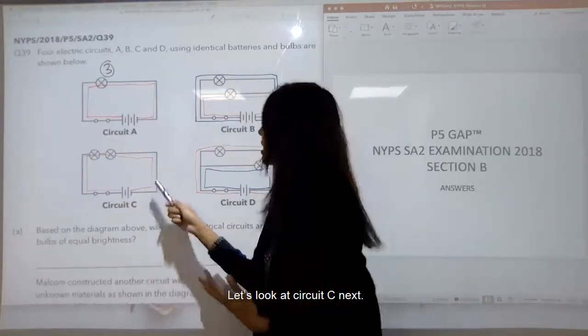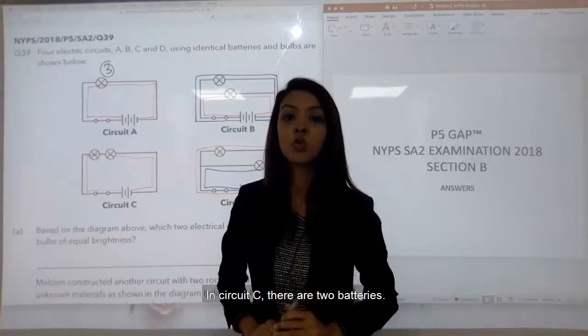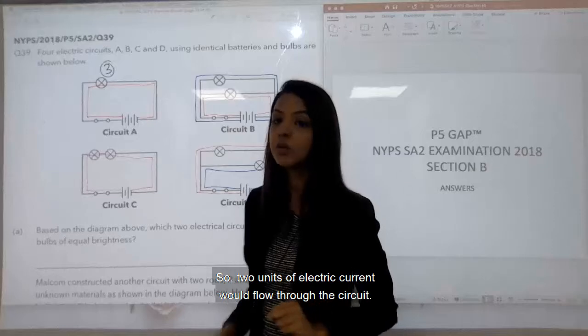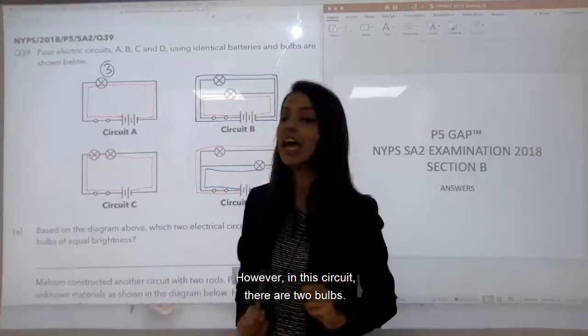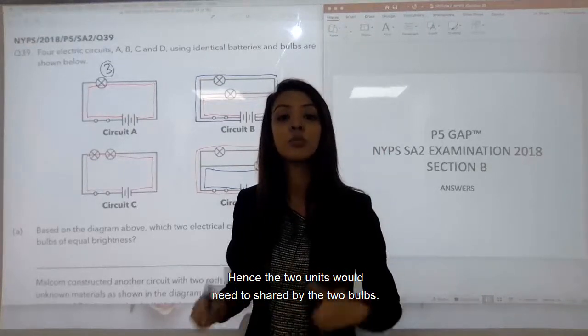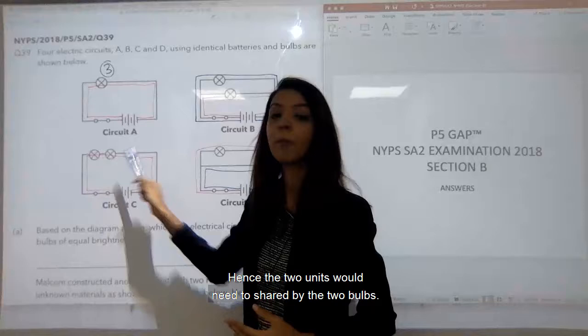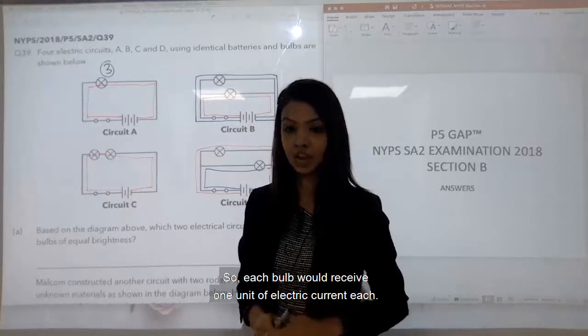Let's look at circuit C next. In circuit C, there are 2 batteries, so 2 units of electric current would flow through the circuit. However, in this circuit, there are 2 bulbs. Hence, the 2 units would need to be shared by the 2 bulbs. So each bulb would receive 1 unit of electric current each.